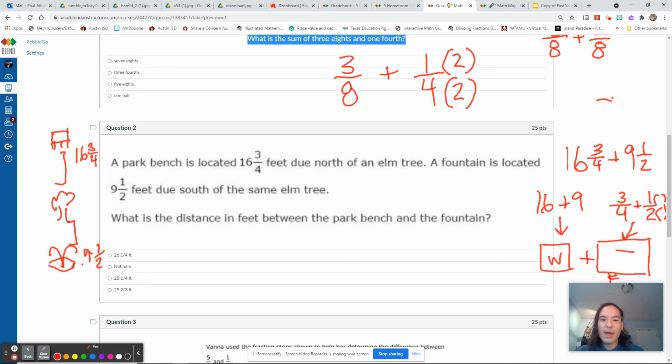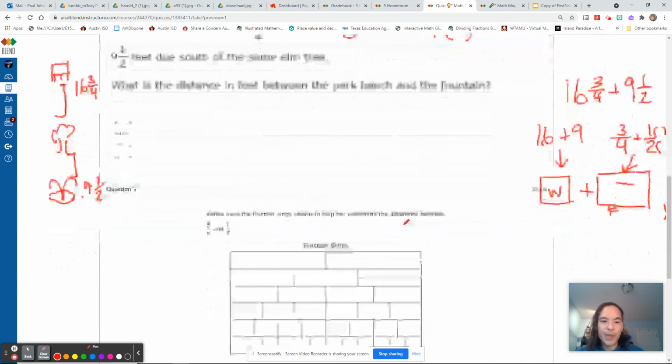All right, and that will get you your answer. So 16 3/4 plus 9.5. Add the whole numbers, add the fractions, squish them back together.